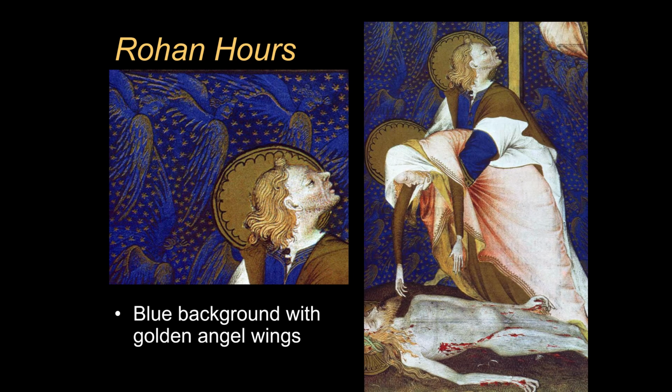And here you see some details of John and Mary. And you'll notice the background. It might just look like a blue background, but when you look at it closely, you'll see picked out in gold, there are angel wings. And these little decorative starry patterns. And so the whole background is made up of angels in blue and gold.